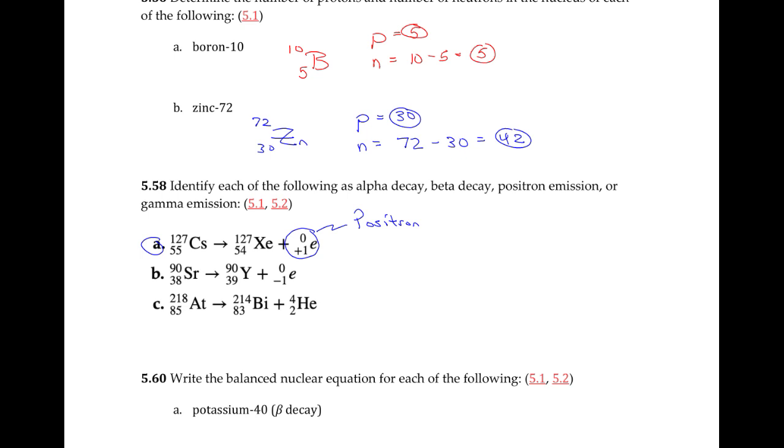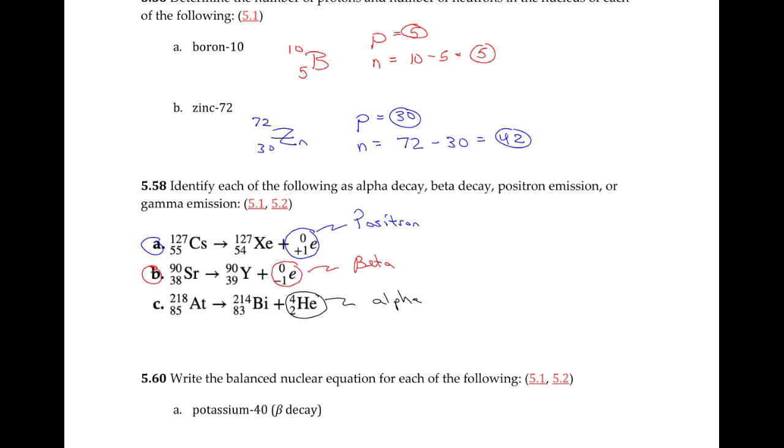In B, I have strontium 90, which is producing yttrium 90, and this particle here. This is a beta particle. And then finally in C, I'll just use the black pen here. I have astatine 218, which is decomposing into bismuth 214, and this particle here, and you might recognize this as an alpha particle.